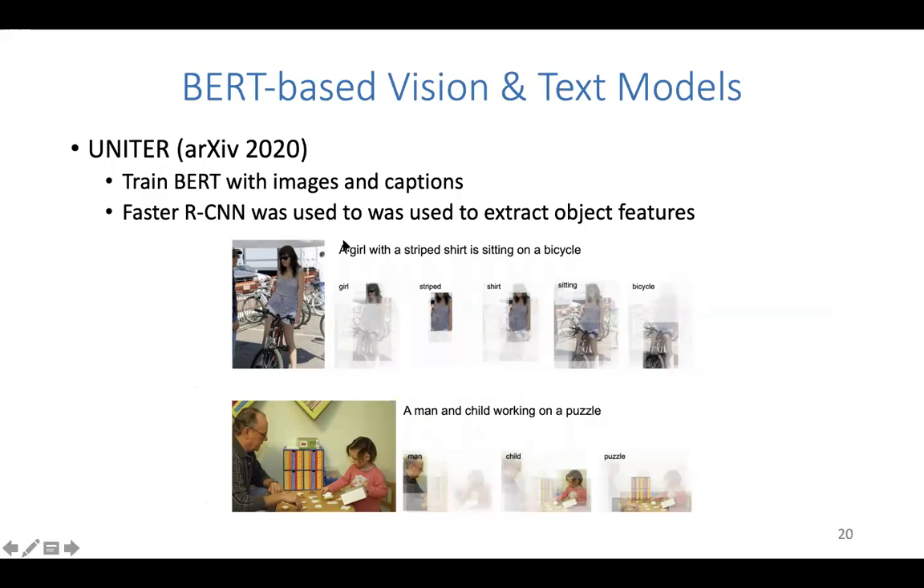Here, the word girl is attending to the box where the girl's head is, and the word striped is attending to this object box extracted from the Faster RCNN, which is the striped shirt or striped clothes. Shirt is attending here. Sitting is a bit more spread out, and bicycle is attending to this box here. It is doing a pretty good job. Same goes with a man and child working on a puzzle. Puzzle is attending here, child is attending to this box, and man is attending to this box. It is doing a pretty good job.